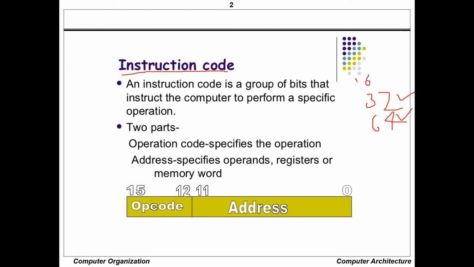This instruction code is mainly divided into two parts. One is the address part, one is the opcode part. Anyways, we'll discuss these two later on. So first, what is operation code? It specifies the operation: either add is to be performed, either mul, either increment, or logical and. What operation is to be performed mainly depends upon the operation code, which we shortly call opcode. And address specifies operands, registers or memory word. So this is instruction code. Anyways, we'll discuss this briefly.